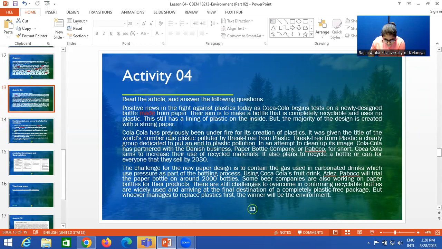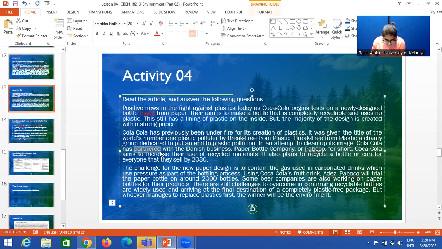Okay, let's see. Where can we find the word? Here, partnered is here. Now, what we have to do is, after finding the word, you have to reread the full sentence, or two or three sentences, carefully. Okay, read it. In an attempt to clean up its image, Coca-Cola has partnered with the Danish business paper bottle company, or Paboco for short. Coca-Cola has partnered with the Danish business paper bottle company. Okay, so that is the answer.